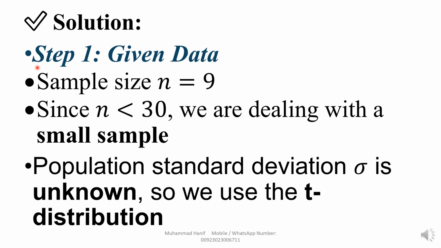Solution. Step 1. Given data. Sample size n equals 9. Since n is less than 30, we are dealing with a small sample. The population standard deviation is unknown. So, we use the t distribution.